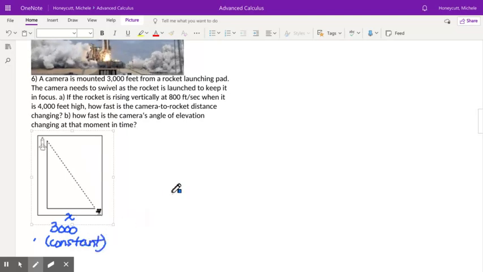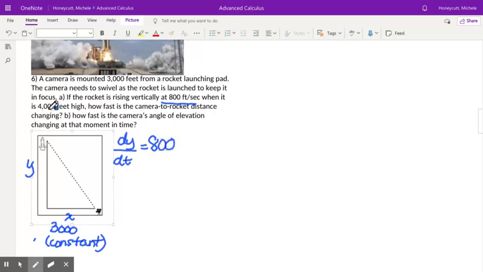The camera needs to swivel as the rocket is launched to keep it in focus. The rocket is rising vertically at 800 feet per second, so the vertical distance is changing. It's telling me that the rate of change is 800 feet every second. So dy/dt, the rate of change of the vertical distance with respect to time, is equal to 800.